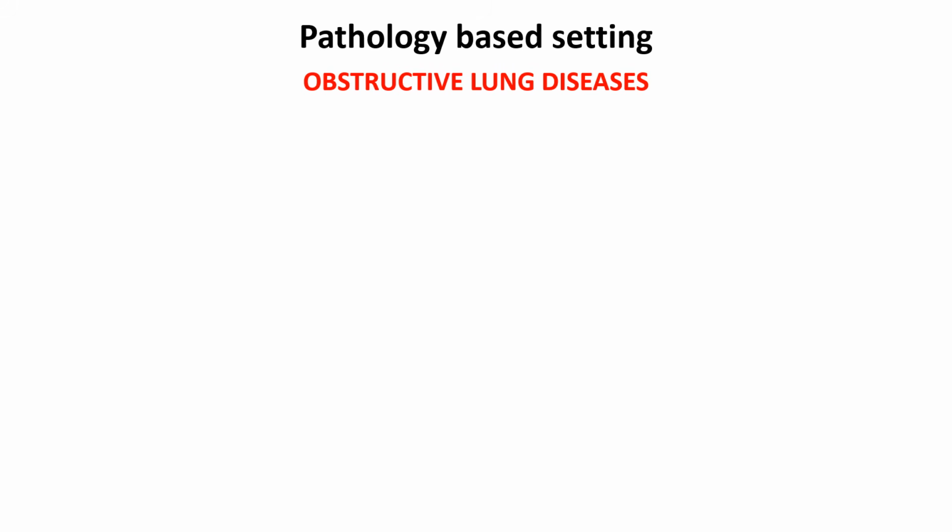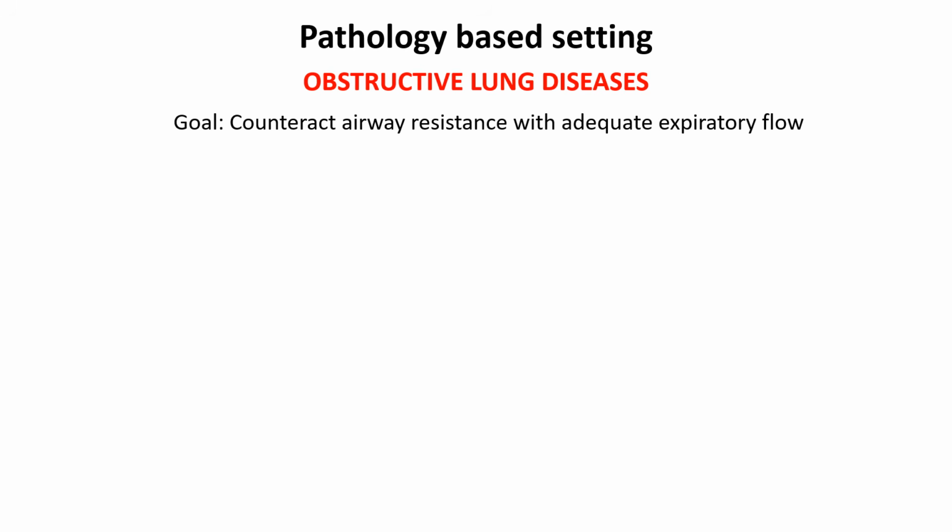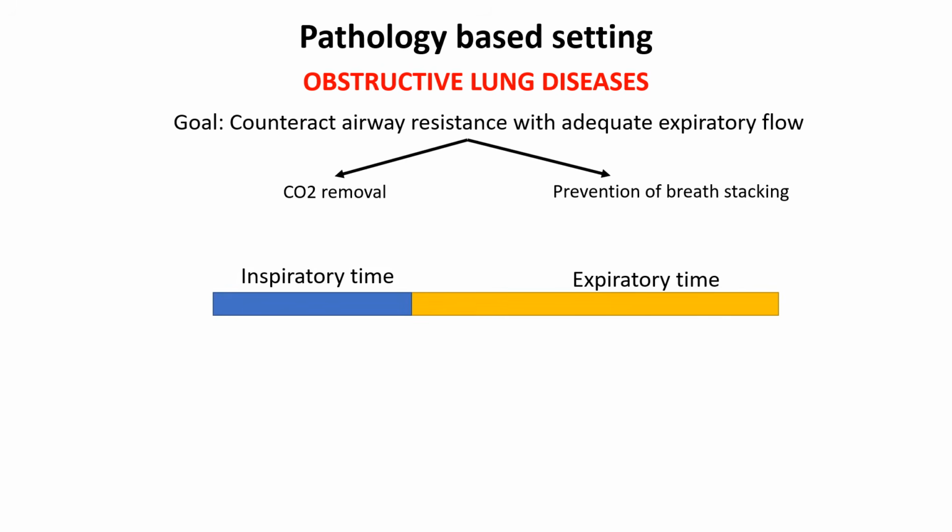In obstructive lung diseases, the goal is to allow sufficient expiratory flow to counteract increased airway resistance. This ensures effective carbon dioxide elimination and prevents air trapping and dynamic hyperinflation. Inspiratory time is shortened to allow for prolonged expiration, while expiratory time is extended to facilitate full exhalation.